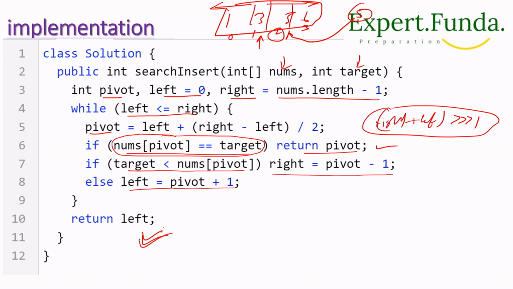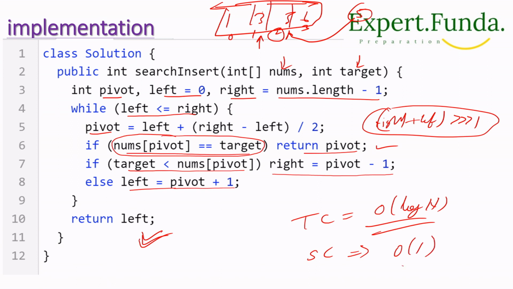Okay, so in this way you will find the solution, and if you have any doubt, you can ping me in the comment box. If we talk about the complexity, the time complexity for this one will be O(log n), and the space complexity will be O(1). So why is the time complexity O(log n)?